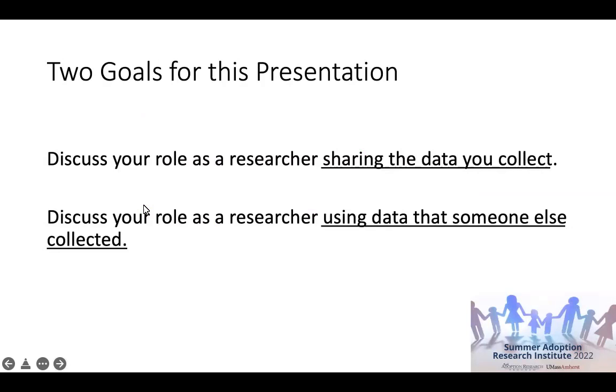There are two goals for this presentation, and they're equally important. The first one is to discuss your role as a researcher sharing the data that you collect. And the second is to discuss your role as a researcher using data that someone else collected.